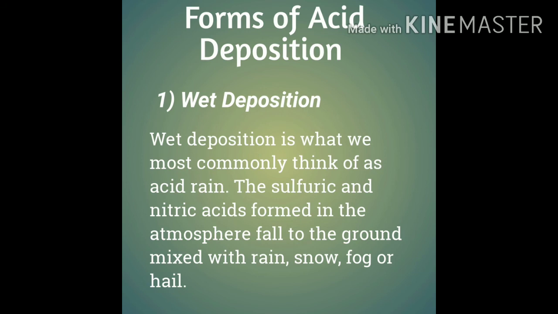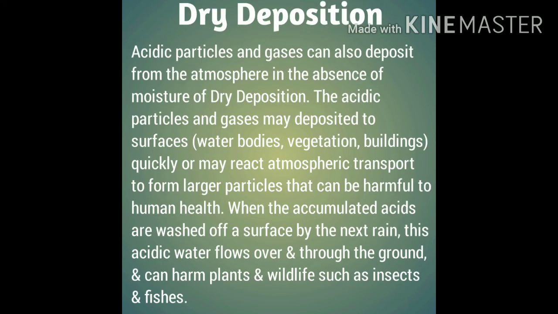Now we will see forms of acid deposition. There are two forms. First, wet deposition. Wet deposition is what we most commonly think of as acid rain. The sulfuric and nitric acids formed in the atmosphere fall to the ground mixed with rain, snow, fog, or hail.